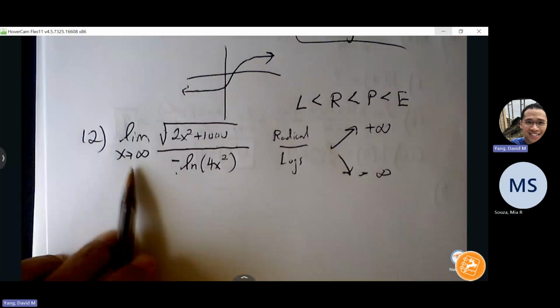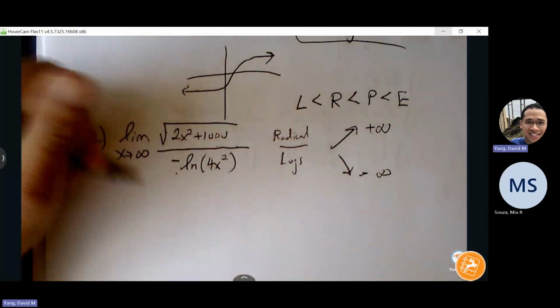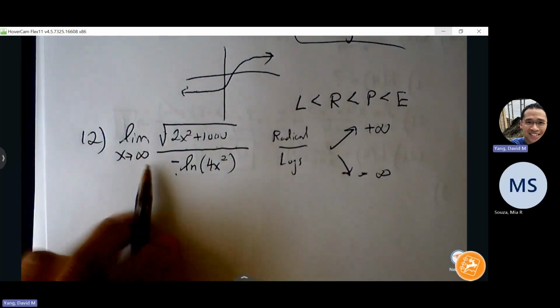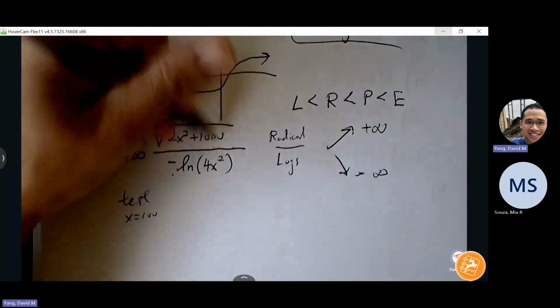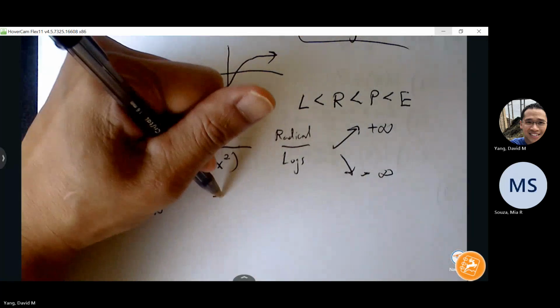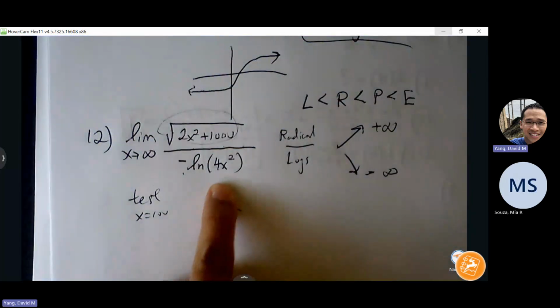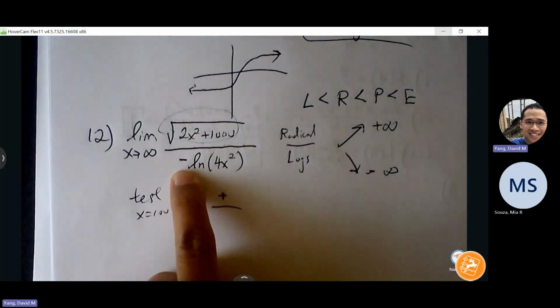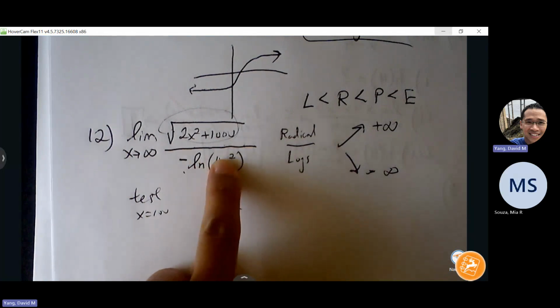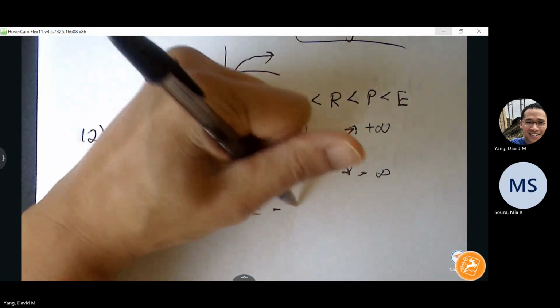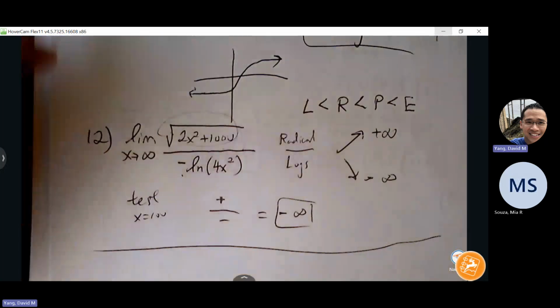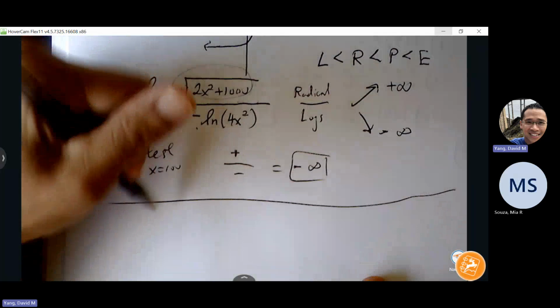So what can we test? It's only approaching infinity, so only 100. If I plug 100 into the numerator, I get positive. If I plug 100 into the denominator, I get negative, because there's a negative in front. No matter how big the number is, there's still that negative in front. So positive over negative is negative. Okay, let me do one more of these so you can see all the different variations.